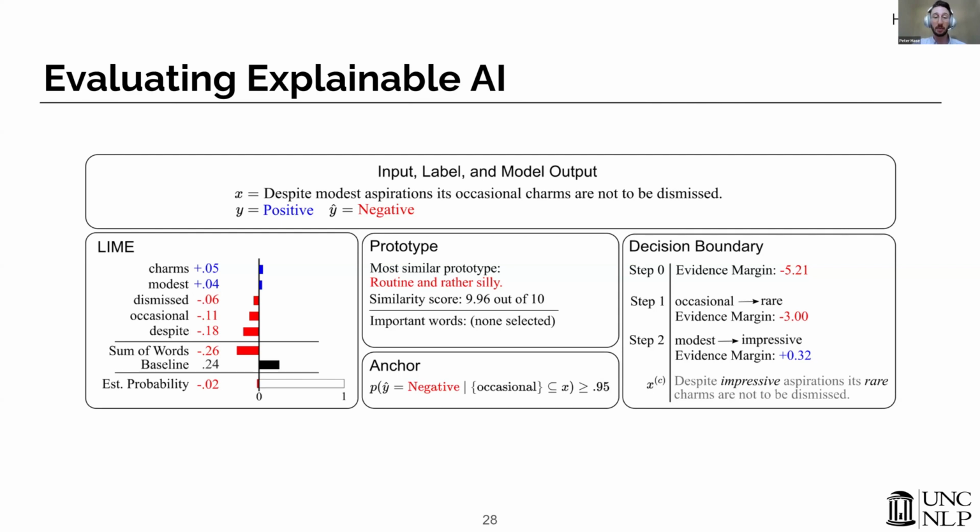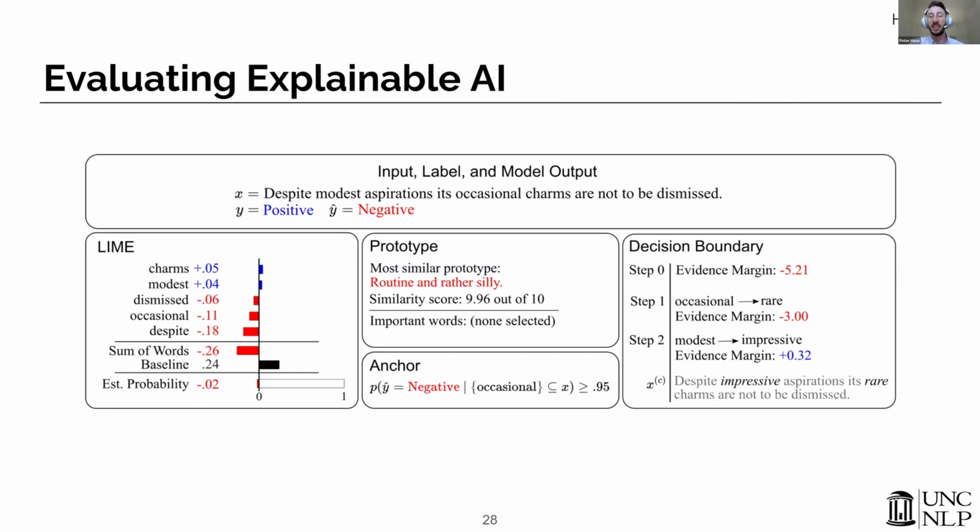In the middle, there's a prototype explanation. That's an explanation by prototypical example. It's like, okay, here's another data point that the model predicted is negative, and we think this other data point is pretty similar to the current data point. So, last time the model said negative, we think the model will say negative this time too.